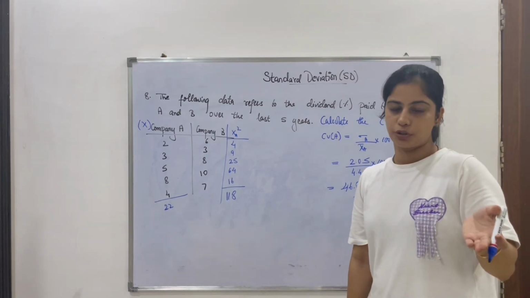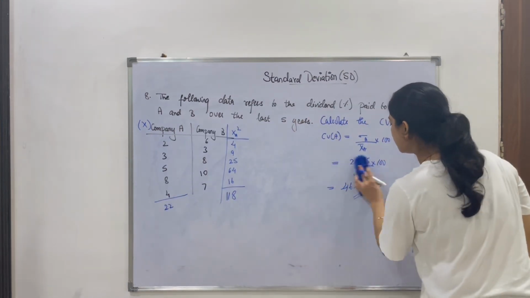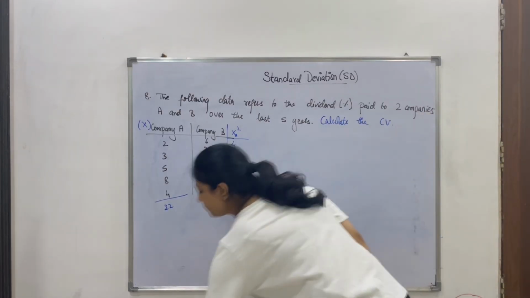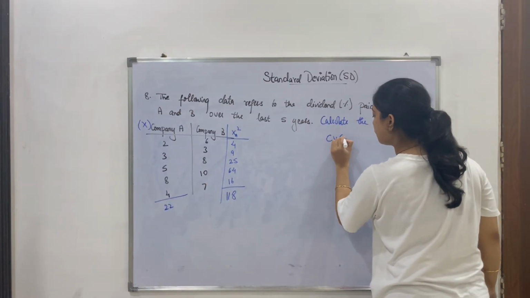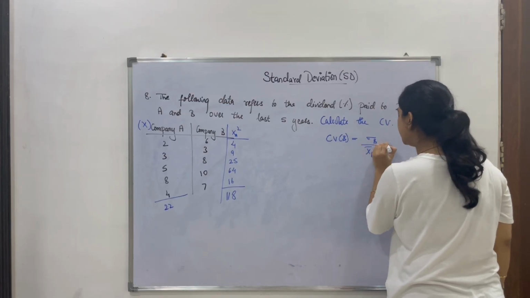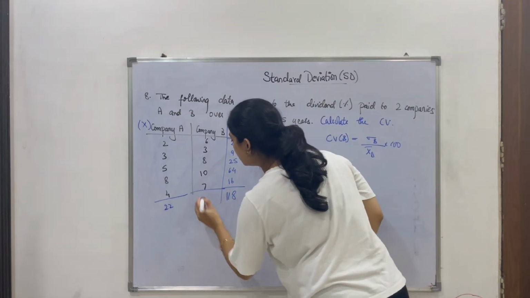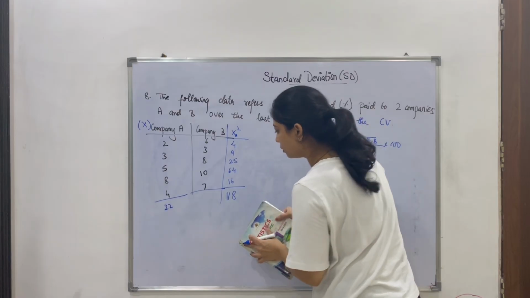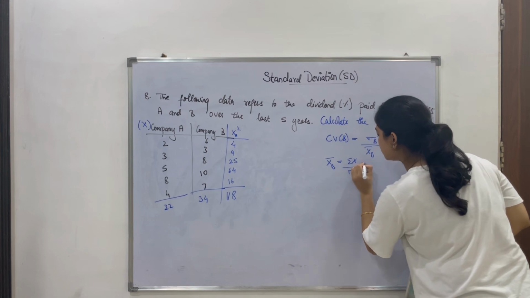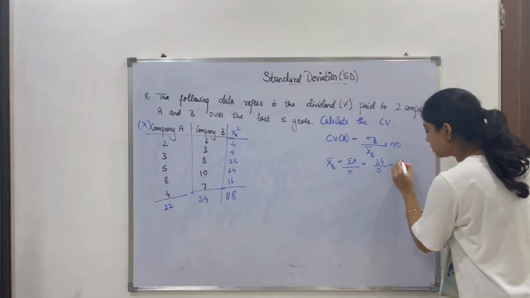Similarly, let us calculate the coefficient for company B and then compare both of them. Now, coefficient of company B, the formula again remains the same. Only what is going to change is the company B. So CV of company B is equal to standard deviation of B by mean of B into 100. Now let's calculate first the mean for company B. Let us take the total. So total for company B is 34. So summation x upon n, which is 34 by 5. So the answer for this is 6.8.